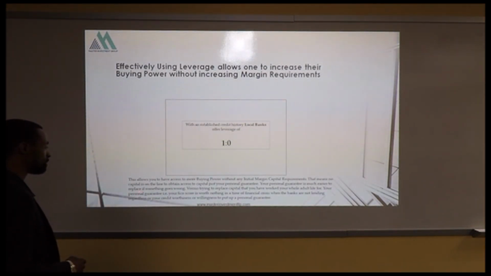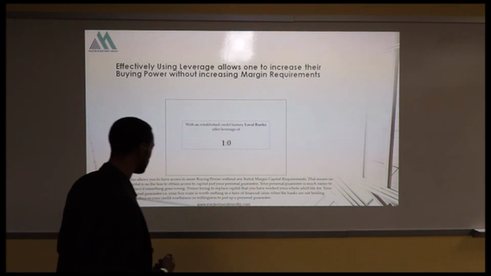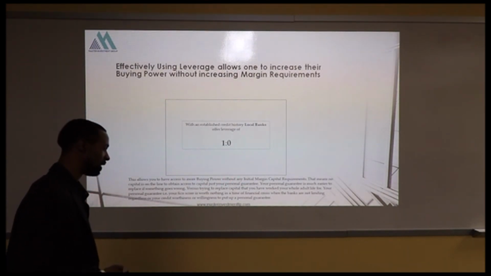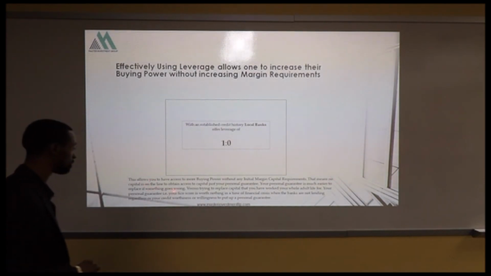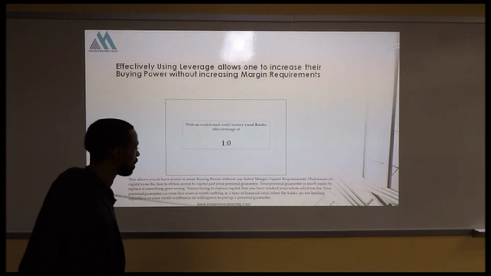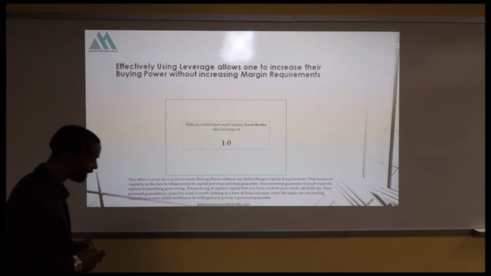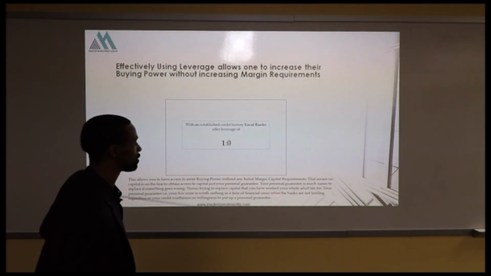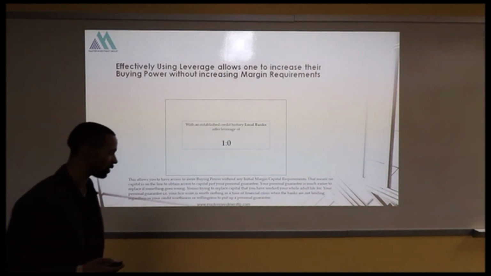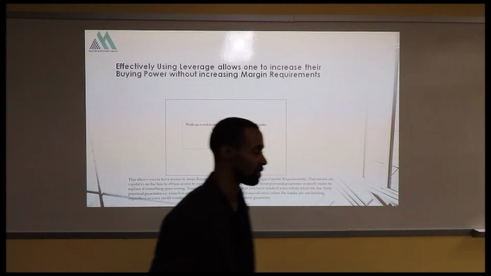This means the capital that's on the line is not yours. You get access to capital using just your personal guarantee. And your personal guarantee is much easier to replace if something goes wrong versus trying to replace capital that you have worked your whole adult life for. Your personal guarantee, i.e. your FICO score, is worth nothing in a time of financial crisis when the banks are not willing to lend regardless of your creditworthiness or your willingness to put up a personal guarantee. So it's very, very important that you understand this.